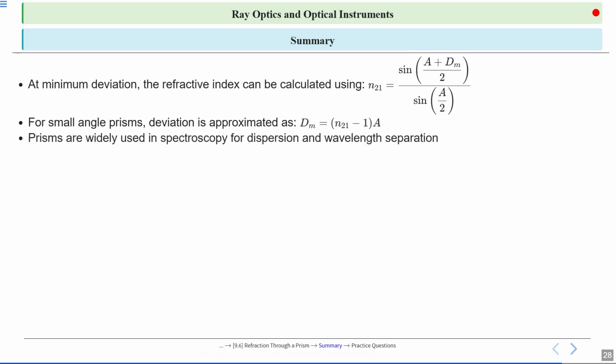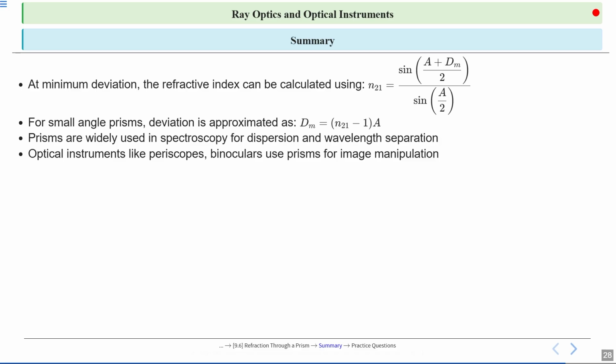Prisms are not just theoretical, they have practical application in spectroscopy. They are used to disperse light into its constituent wavelengths, allowing us to analyze the spectrum. This is essential for identifying materials and understanding their properties based on how they interact with light.